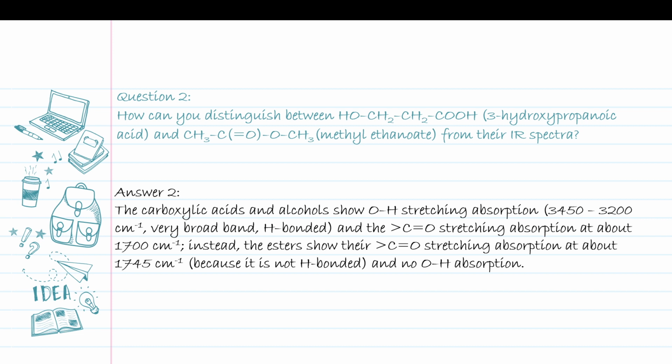Question 2. How can you distinguish between 3-hydroxypropanoic acid and methyl ethanoate from their spectra? The answer is carboxylic acids and alcohols show OH stretching absorption very broad between 3450 to 3200 reciprocal centimeter. Due to hydrogen bonding, these bands are very broad. And their carbonyl stretching absorption appears at about 1700 reciprocal centimeter. In case of esters, firstly, you don't find OH band. Secondly, their carbonyl stretching peak appears at about 1745 reciprocal centimeter. In this way, you can easily distinguish between the two.